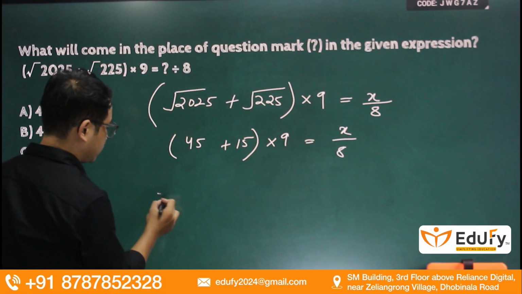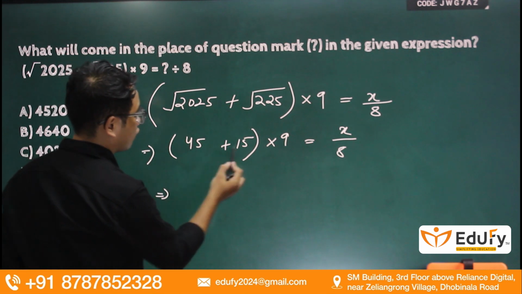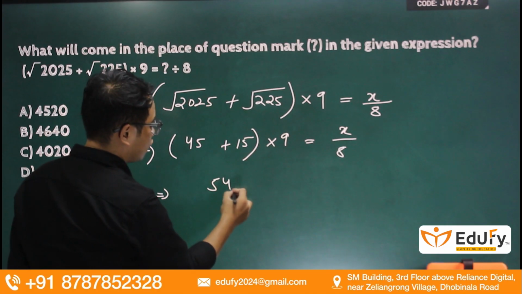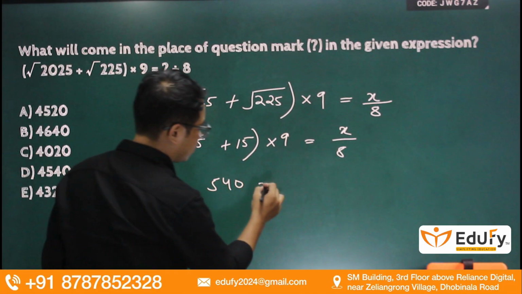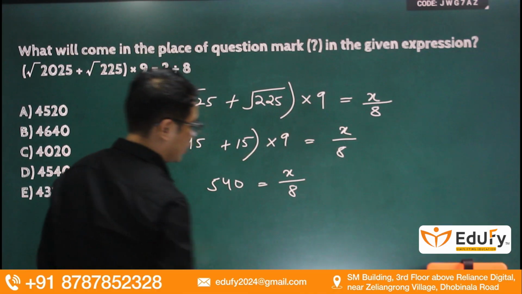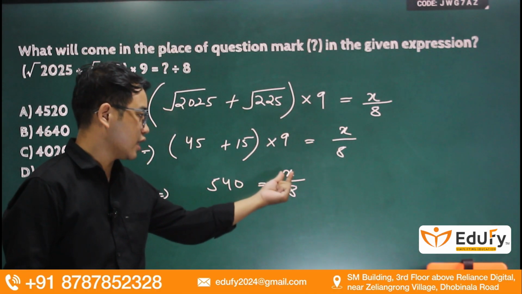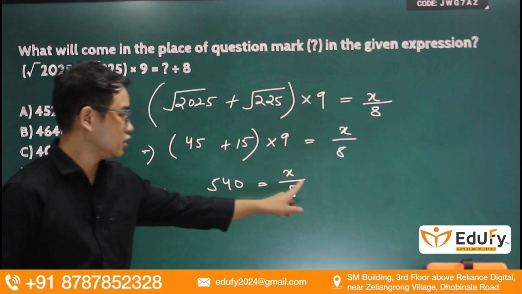Now, in your next part here, this is 45 plus 15, which is 60, right? 60 into 9 is 540. So I can write directly like this here. And then here we have x by 8. Now, this is the one which is the missing variable. So I will keep this as it is, and I will shift the number here. This is divided by 8.